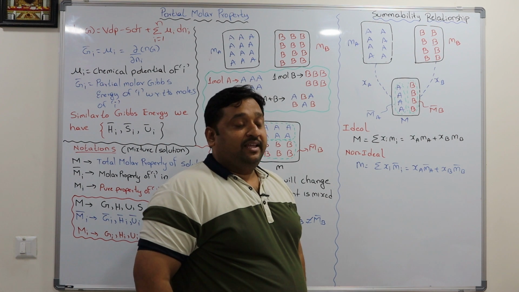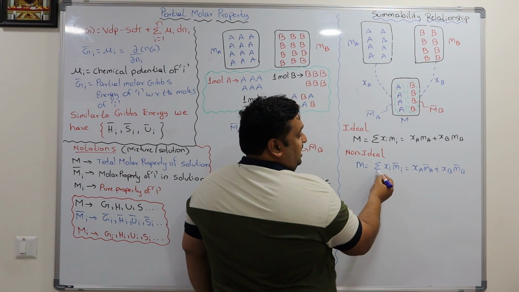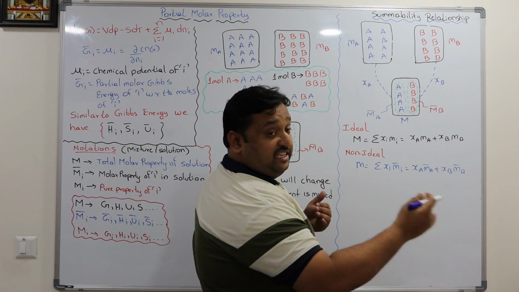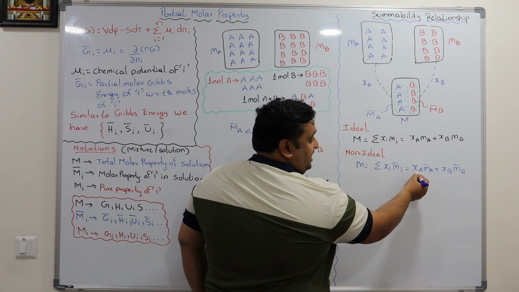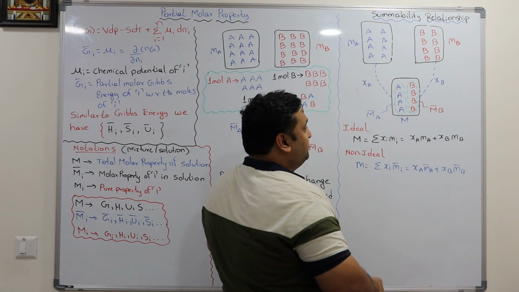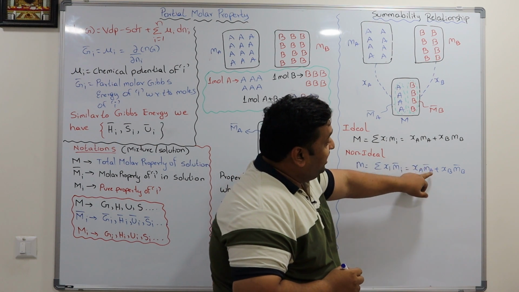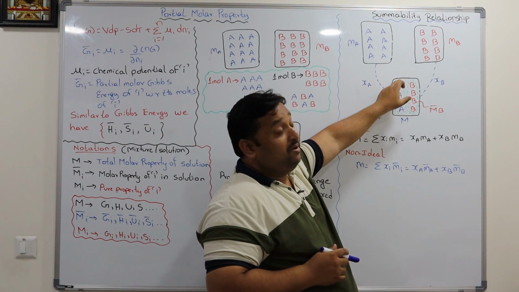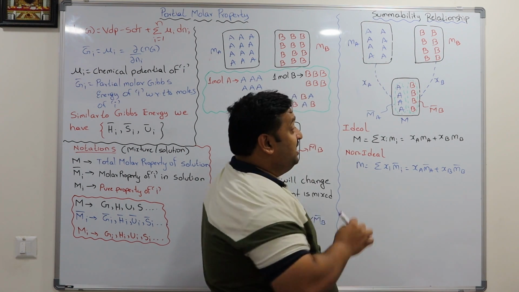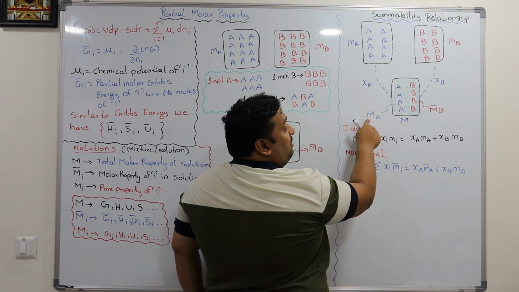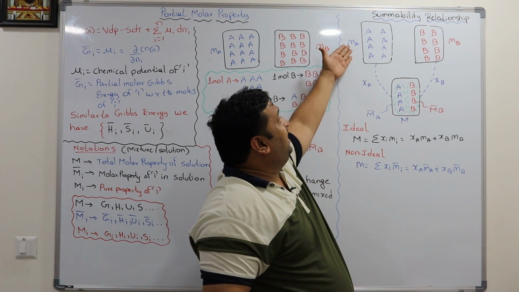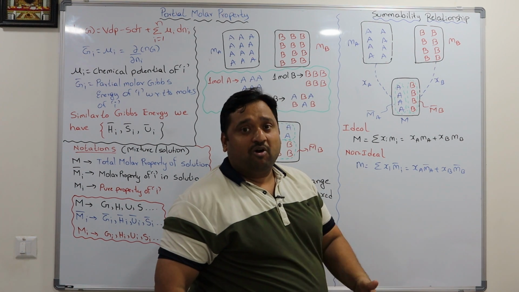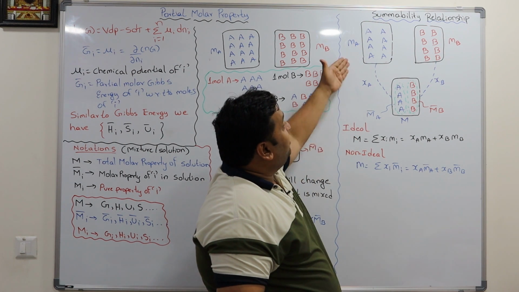What happens in the non-ideal case? In the non-ideal case, it is sigma xi M bar i; instead of Mi, it becomes M bar i. If I expand, because there are only two components here, xA M bar A plus xB M bar B. Why? Because Ma is not equal to M bar A. Once the pure A is in the mixed form, the property of A will change. The changed property of A is nothing but M bar A. In ideal cases, Ma equals M bar A. But everything realistic is a non-ideal case. Therefore, M bar A is not equal to Ma.